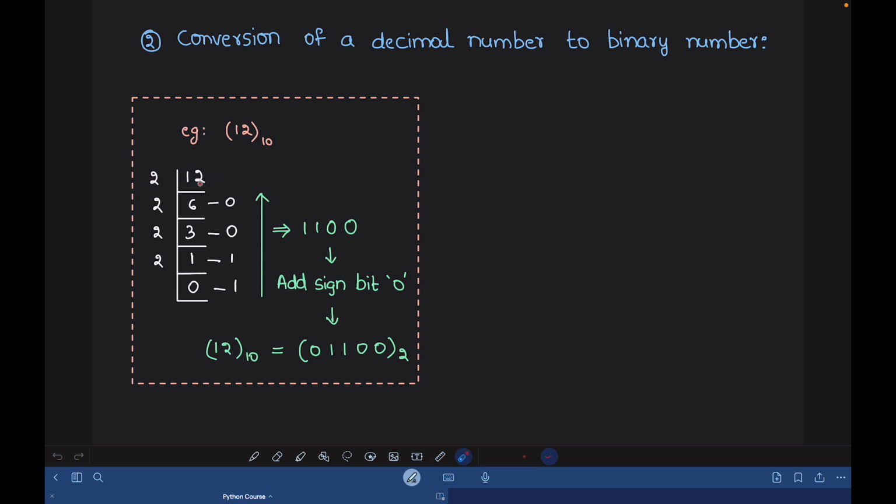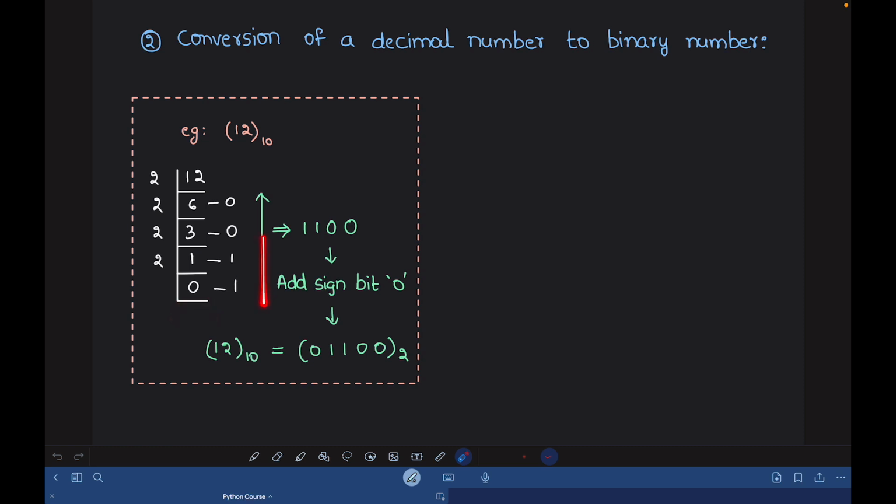Now 2 divides 12 completely 6 times and the remainder will be 0. Now 2 threes are 6 and the remainder is 0. Now 2 ones are 2 and the remainder will be 1 in this case. And finally, what will be the remainder when we divide 1 by 2? 2 zeros are 0 and 1 will be the remainder. And we will stop here. So you'll have to continuously divide by 2 till you reach this 0.